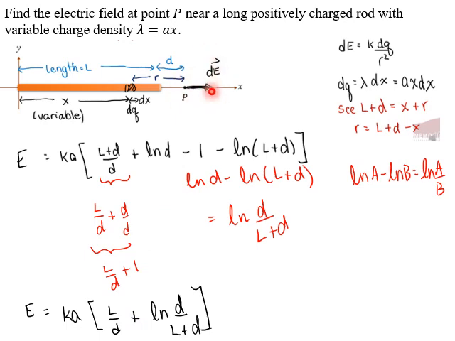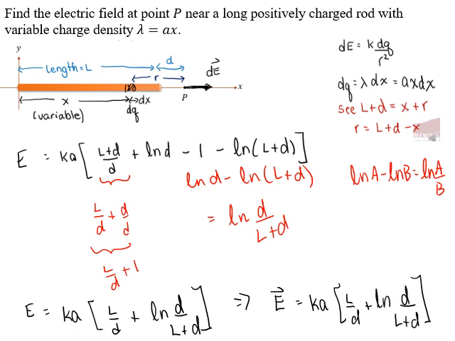I do have to write it as a vector. I see that it points right. So for my final answer, my electric field vector is k times a outside of (L over d plus the natural log of d divided by L plus d), and it points to the right, so in the i hat direction.